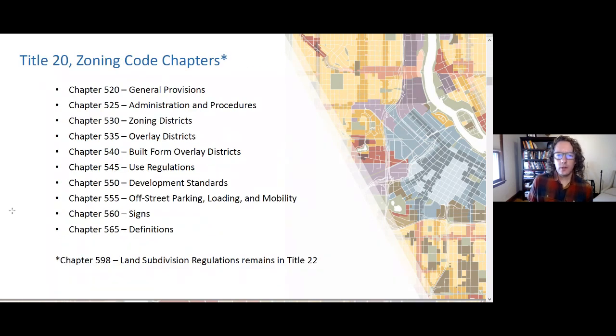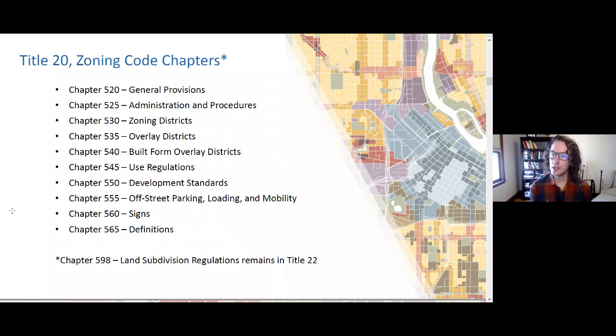You see here the organization of the new zoning code chapters. We'll spend some time today talking about where to find commonly used elements of the code that have moved, and of course, highlighting the new provisions that we think are most important. The first thing I'll highlight on this slide is that there is a new chapter dedicated to defining terms in the code named Definitions.